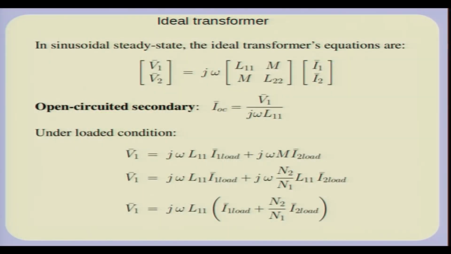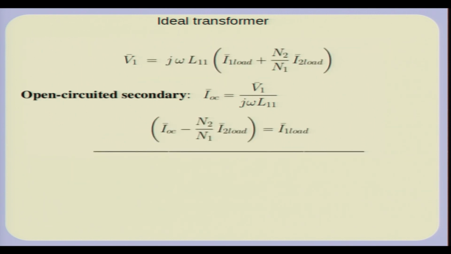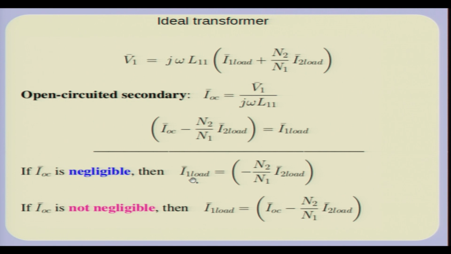Now, in case we load the transformer, we are talking of a distinctive condition. We saw in the previous lecture that you could write the first equation as is being shown there in the slides, as a result of which V1 will come out to be equal to j omega L11 into I1 load plus N2 by N1 I2 load. Remembering that under open circuit conditions V1 is related to the open circuit current on the primary side, we come to get this relationship. Now, if IOC is negligible, then the relationship becomes even simpler, but if it is not negligible, we are back to having IOC appearing in the equations.